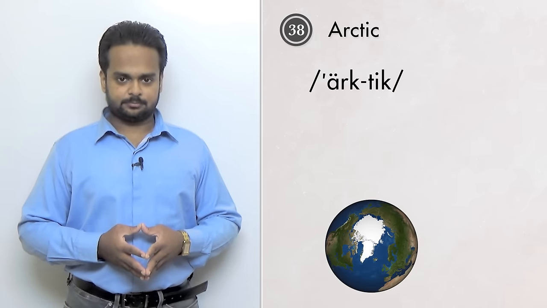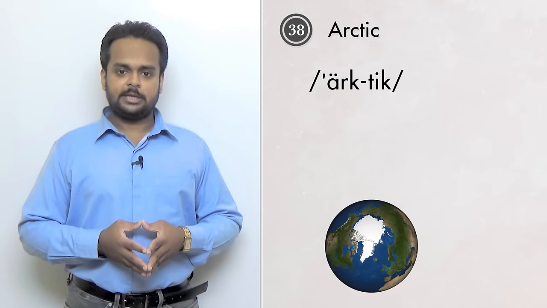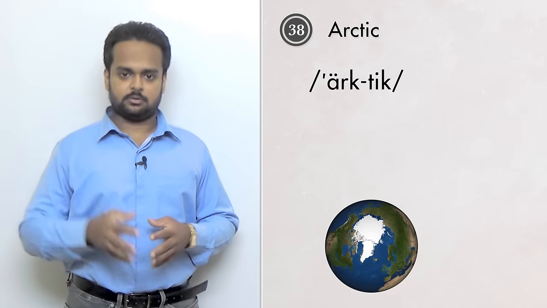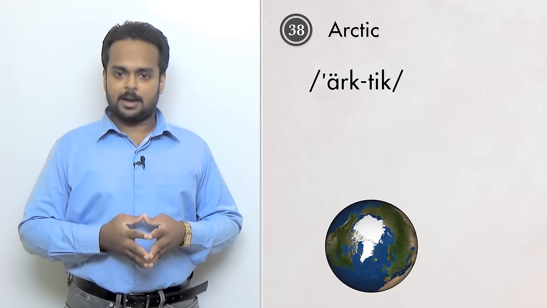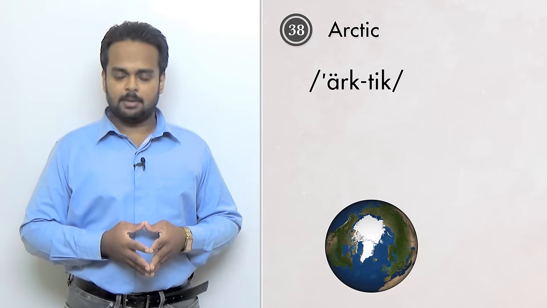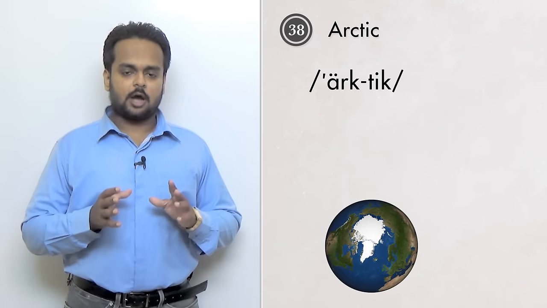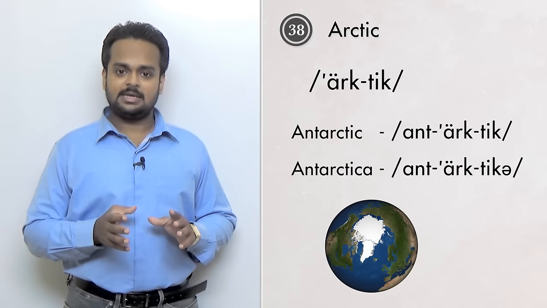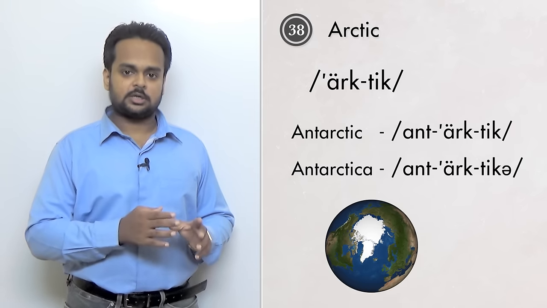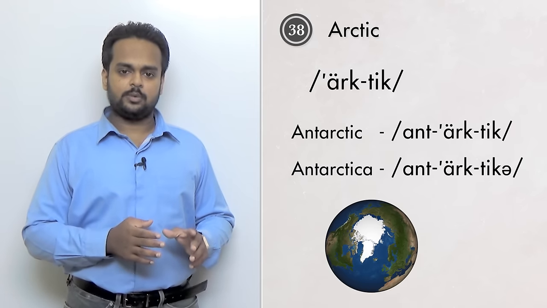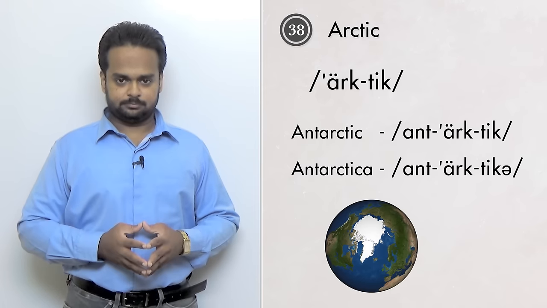In some words, people think a letter is silent, but it's not. For example, look at this word. What is it? It's Arctic. This is the name for the region at the North Pole of the Earth. It's mispronounced by many as Arctic, but it's actually Arctic. The C in the middle is not silent. Similarly, Antarctic and Antarctica. That's the name of the region at the South Pole.